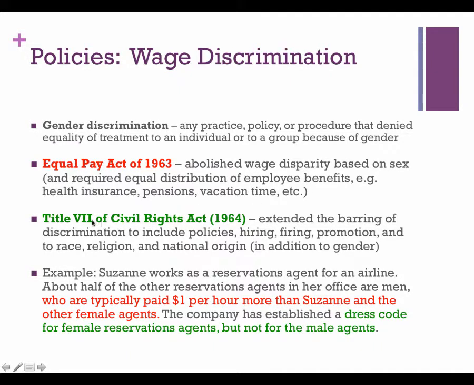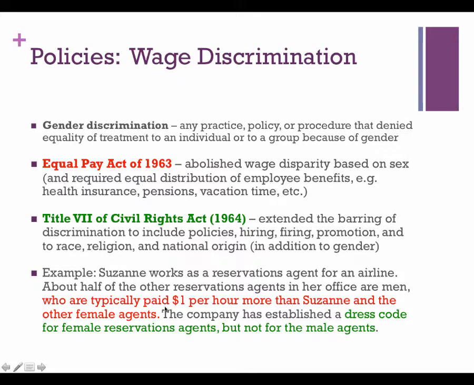And then you also have Title VII. This extended the barring of discrimination to include policies, hiring and firing, promotion, all that stuff, to include race, religion, and national origin. So again, it's about the same job. For example, Suzanne works as a reservations agent for an airline. About half of the other reservation agents in her office are men, who are typically paid $1 more than Suzanne and the other female agents. Not legal. The company has established a dress code for female reservation agents, but not for male agents.